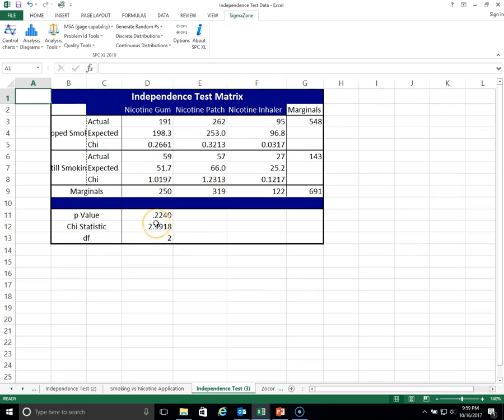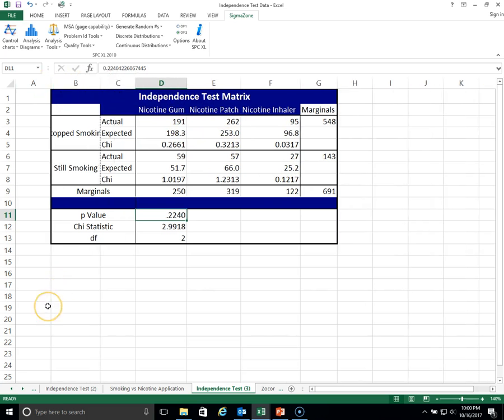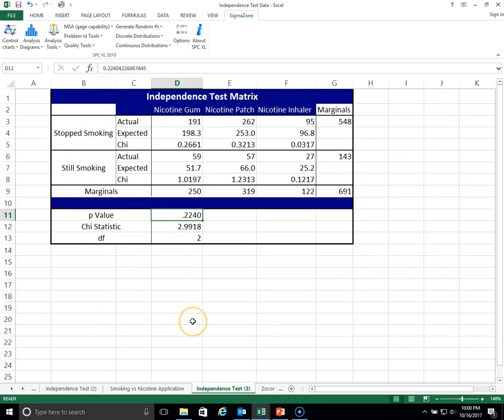In this case, we're looking at a p-value. It looks like a 0.2240. Now, what does that interpretation mean of that particular p-value? It means that there is no significant relationship here between the type of nicotine application, whether it's gum, patch, or an inhaler, and the resulting cessation, whether they stopped smoking or they were still smoking. Not a significant relationship here.